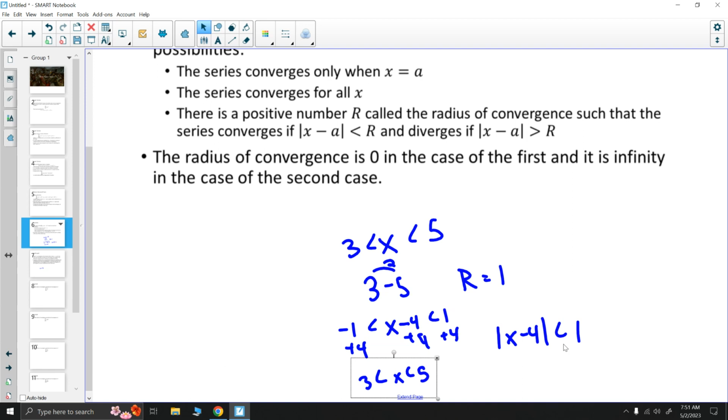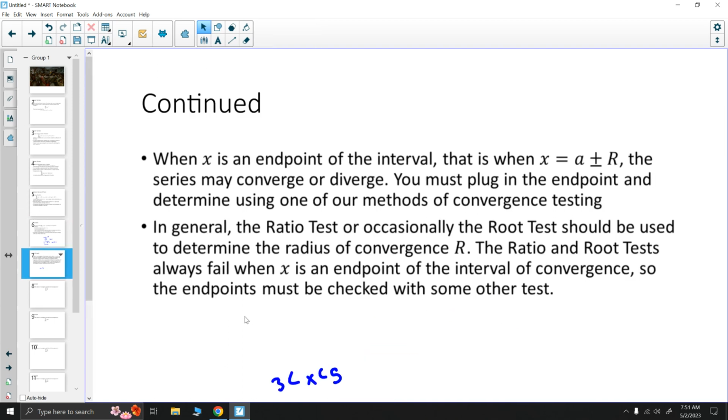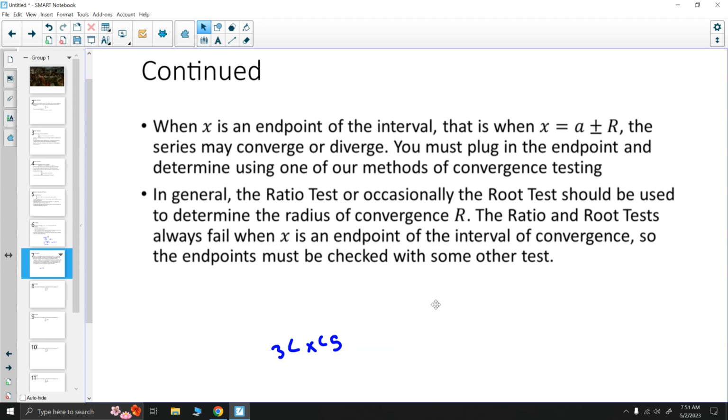But it doesn't tell us anything when it's equal to 1. So we know when it's less than 1, it converges. When it's greater than 1, it diverges. And when it's equal to 1, we don't know whether it converges or diverges. So basically, that happens on our intervals. So we could show that from 3 to 5, it converges.